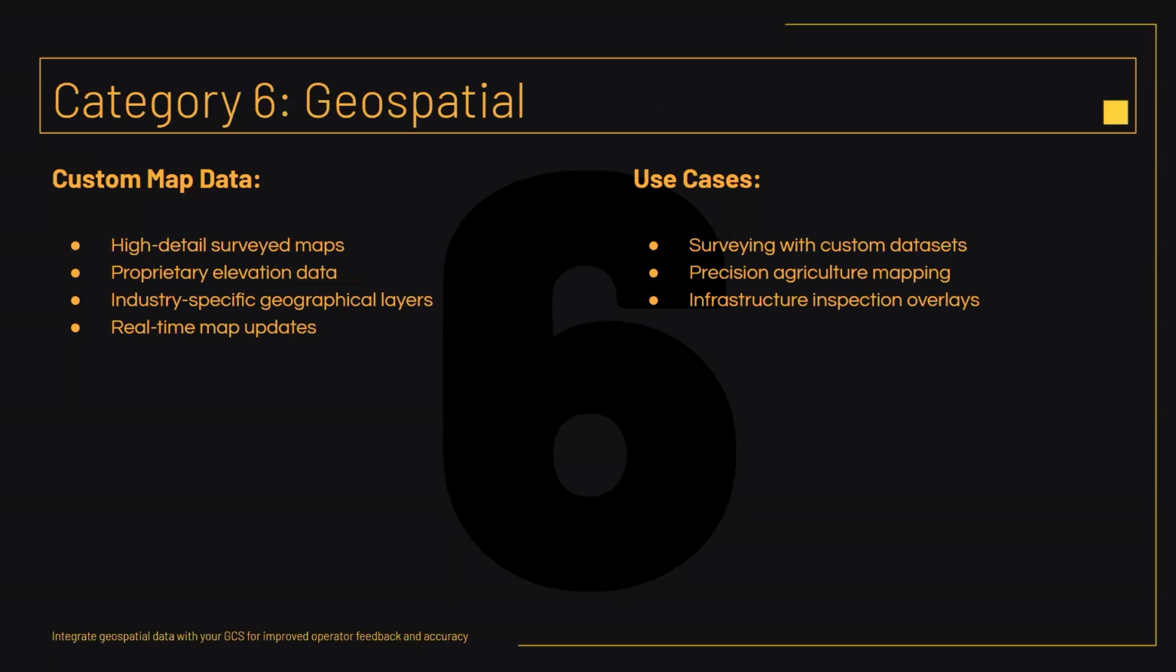One easy example I could think of is, what if you have a very highly detailed map that mentions certain areas that you wouldn't want to fly in or something like that? That might be a good use case for creating a geospatial modification. Yeah, there's a lot of things when it comes to this.